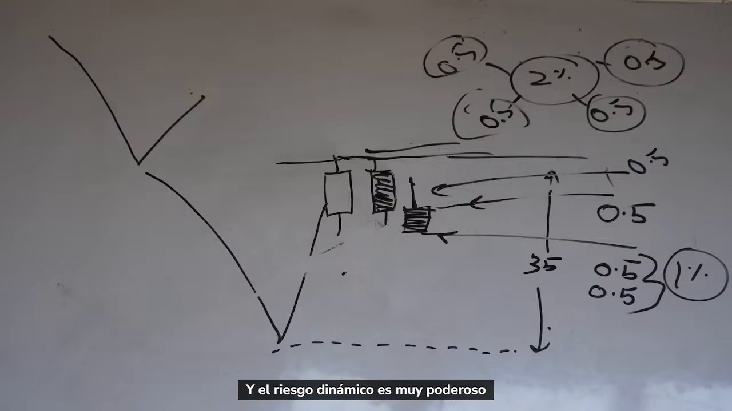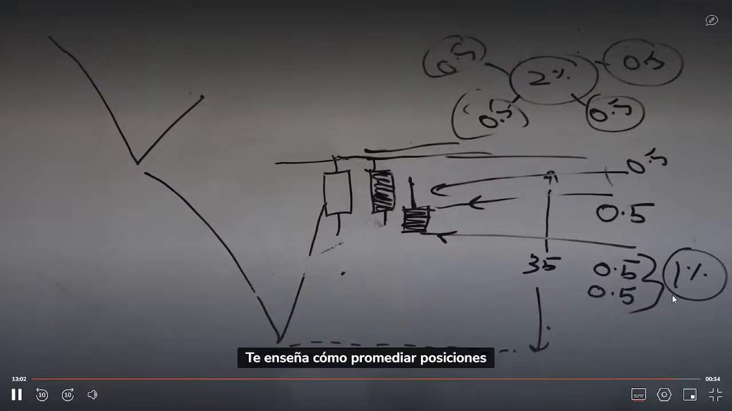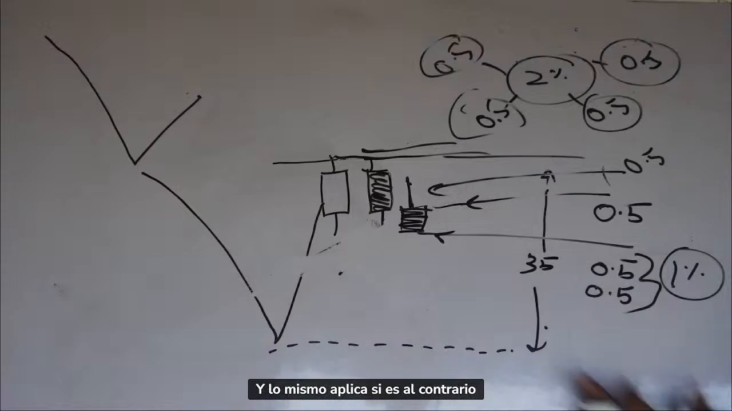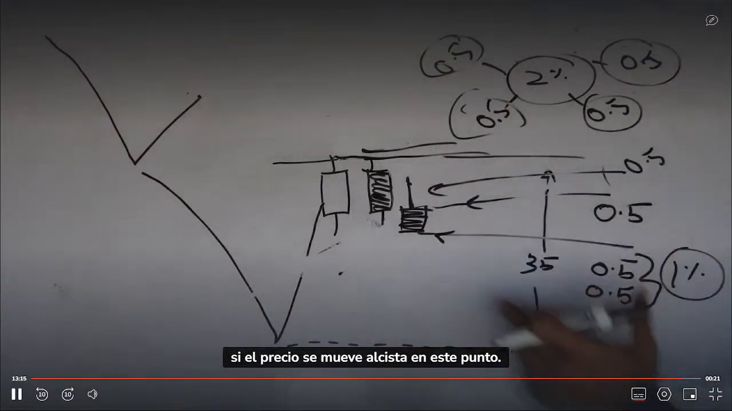And dynamic risk is very, very, very powerful because it teaches you the idea of managing risk. It teaches you the idea of how to average in positions as price goes in your profits or price goes in your direction as it's moving. And the same thing applies for if it's the opposite way, right? If price is moving bullish at this point.